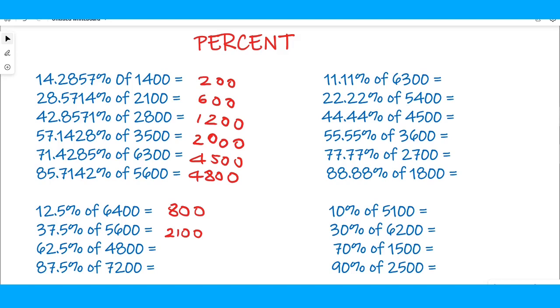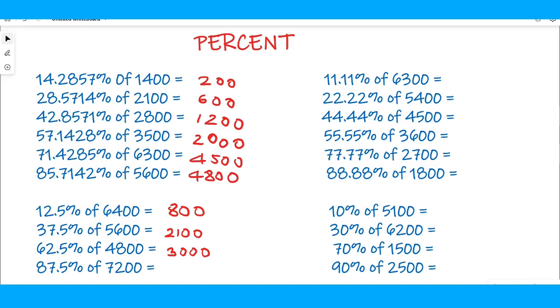62.5% of 4800. 62.5% is 5 upon 8. Thus 62.5% of 4800 is 5 upon 8 of 4800, and 1/8 of 4800 is 600. Thus 5 times 600 is 3000. Hence 62.5% of 4800 is 3000.